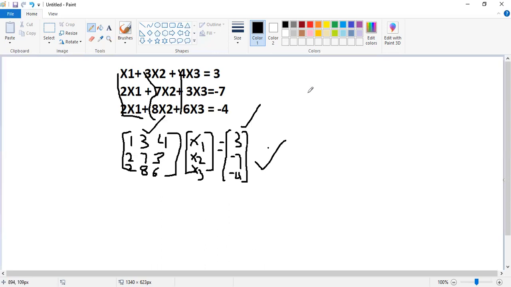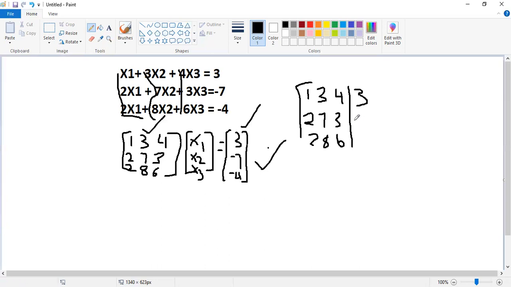So this is how the augmenting will be: 1, 3, 4. Then we have 2, 7, 3. Then we have 2, 8, 6. Then you bring this bar sign, and you write your resources, the 3, the -7, and then the -4.